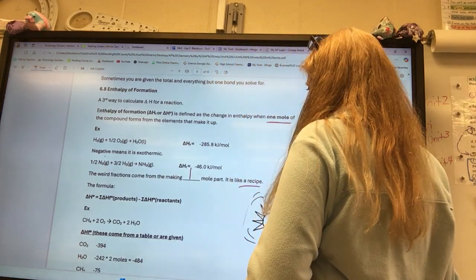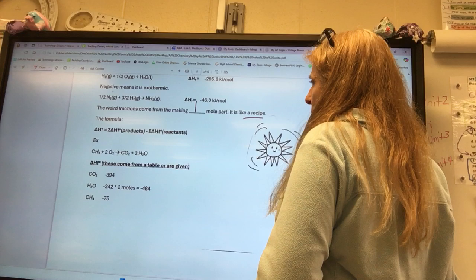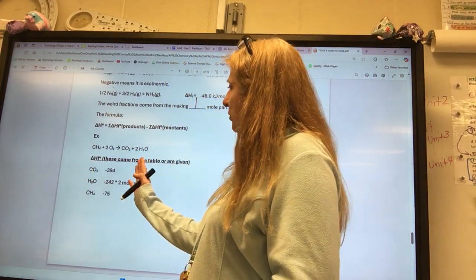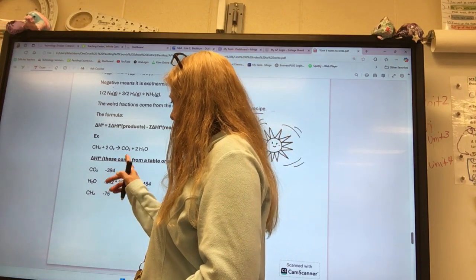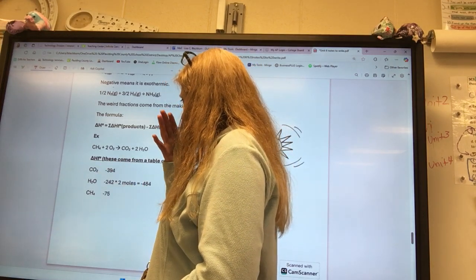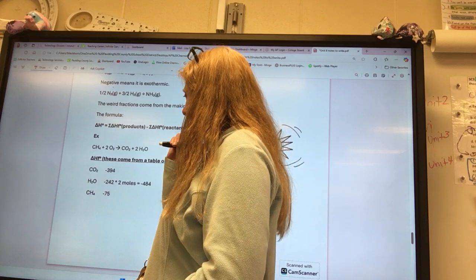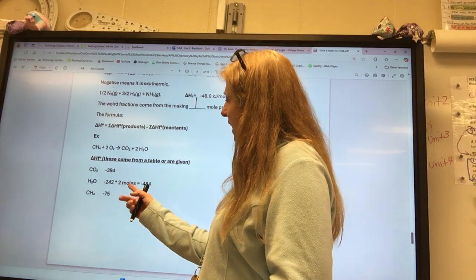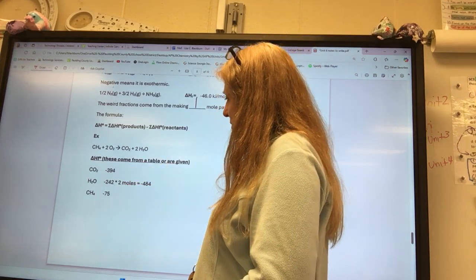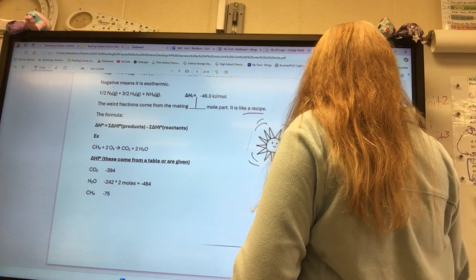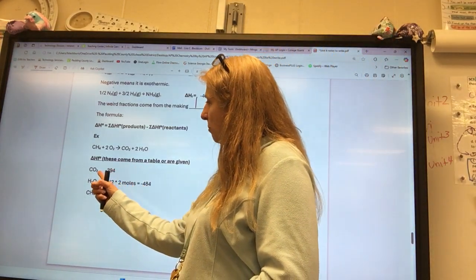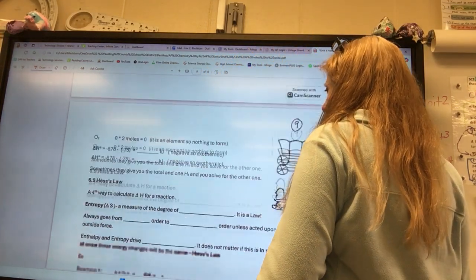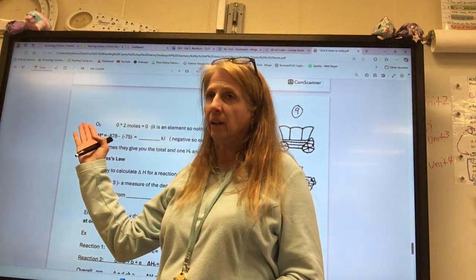So here is how you do the problem. They're going to give you an equation, and then they're going to give you the numbers for these heats of formation, or else you'll look them up on a table. Okay, so we can look at our products here and see what these heats of formation are. Now notice we have a heat of formation for carbon dioxide and water and methane, but we don't have one for oxygen, and this is why.